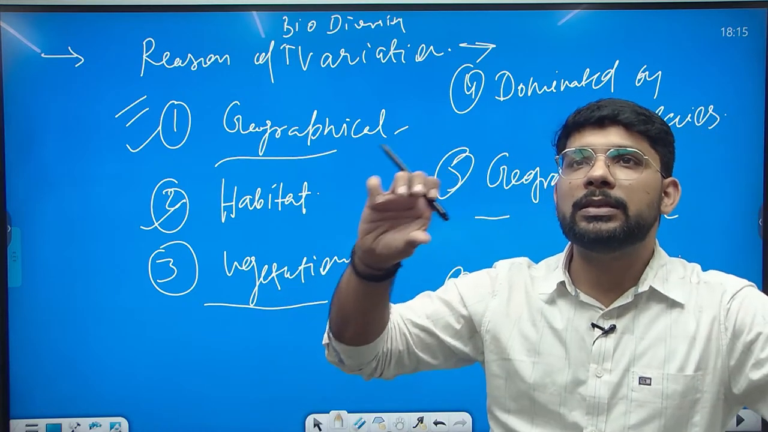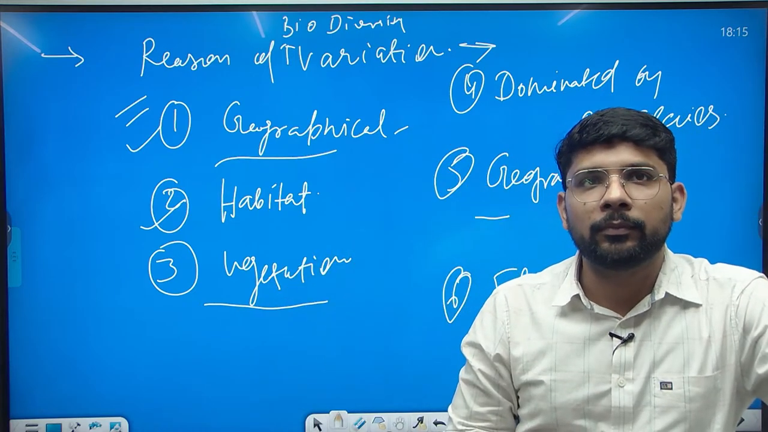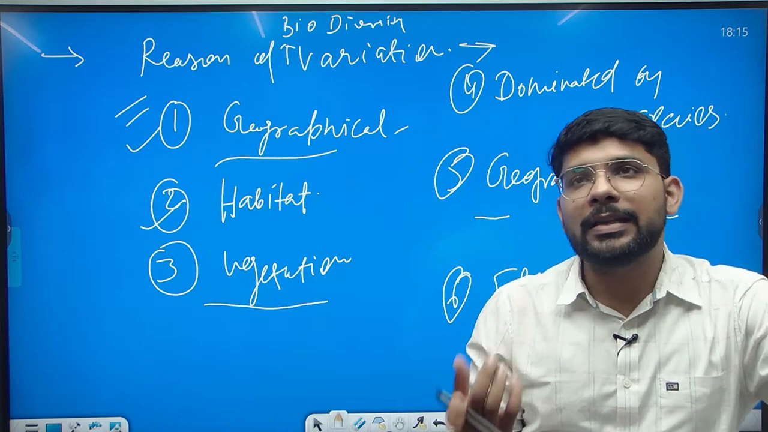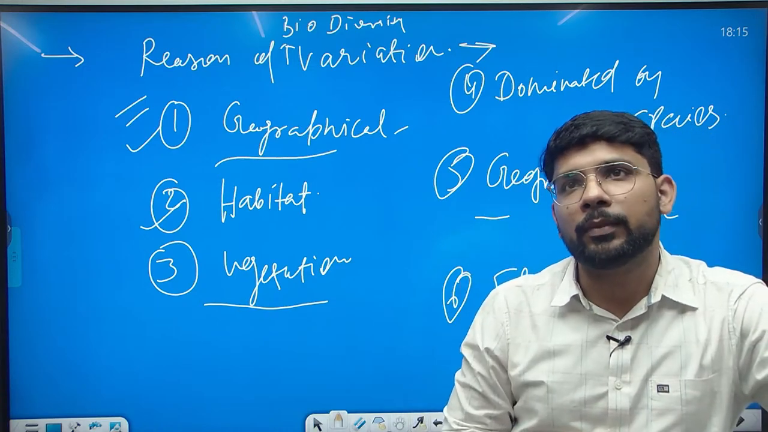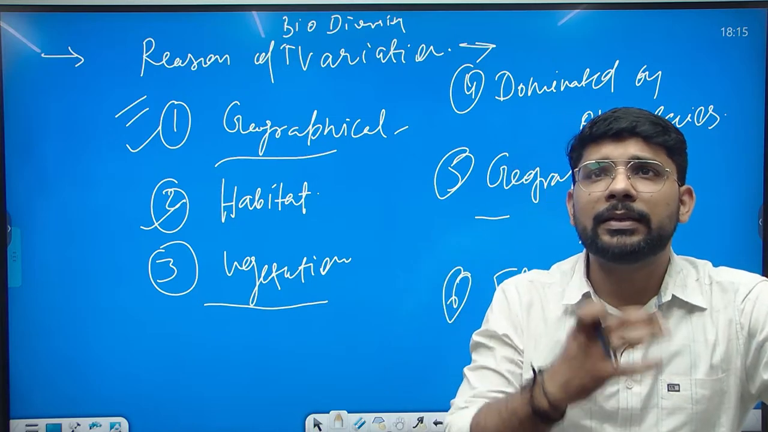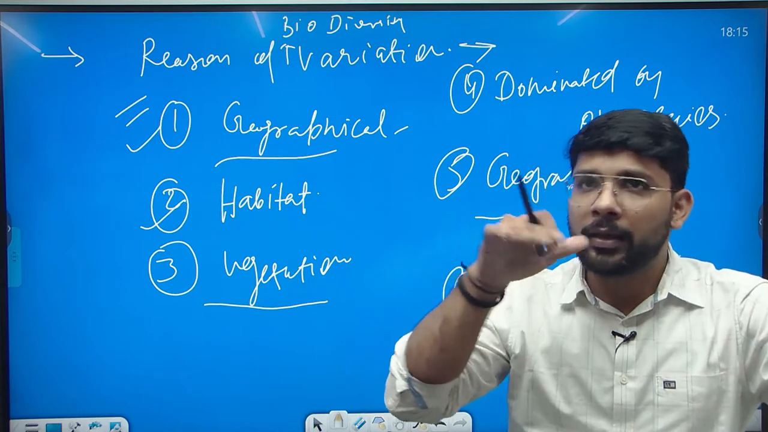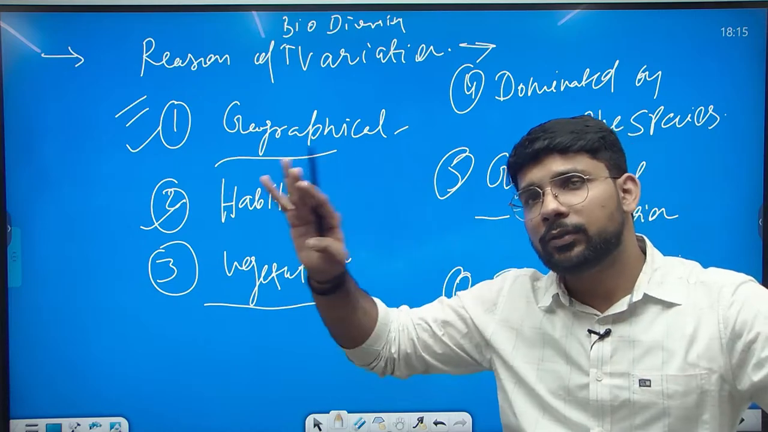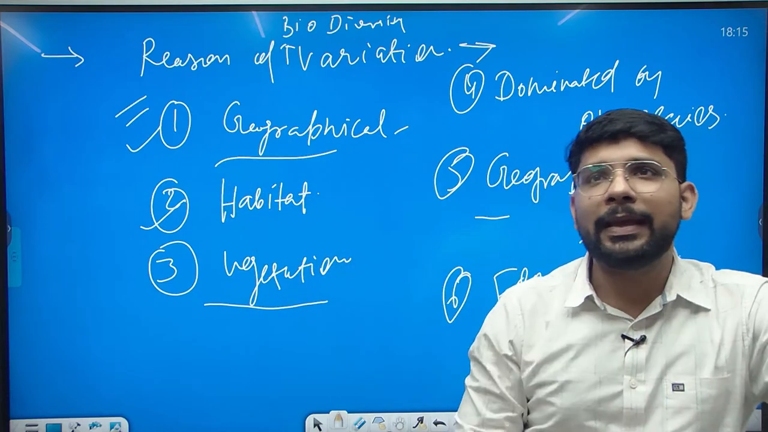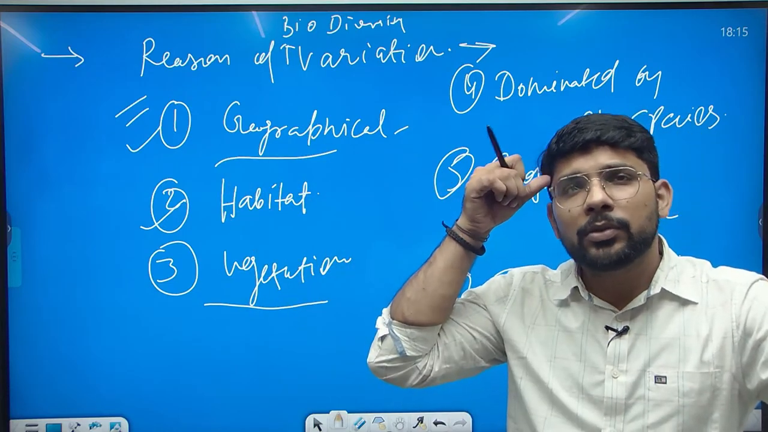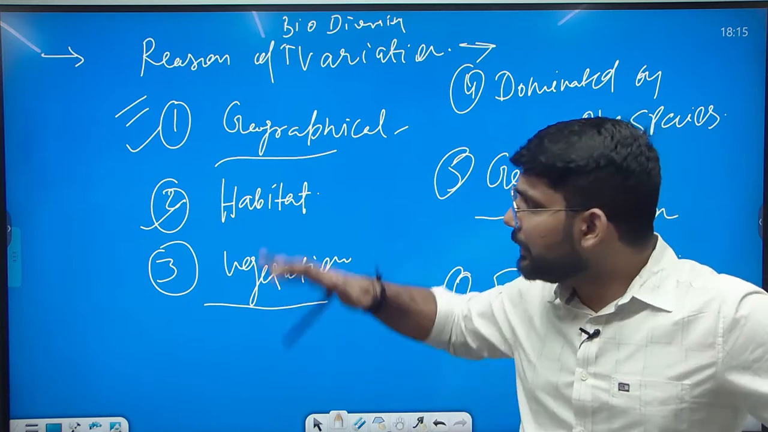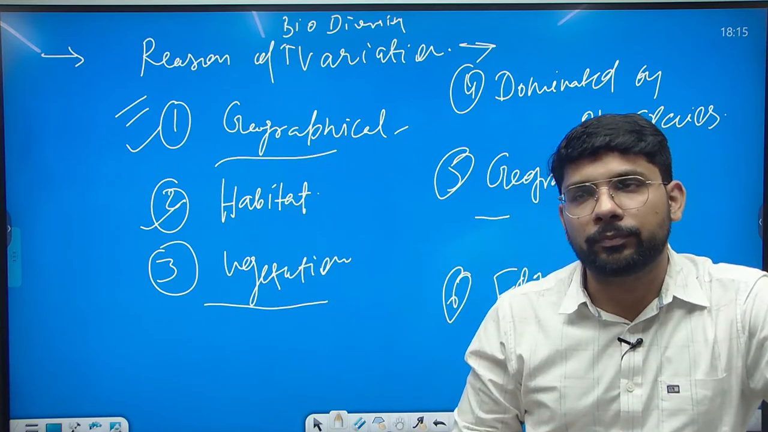So what can be the reason for this variation in the different areas, in the Himalayan region, in the trans-Himalayan region, in the arid region, in the desert region, in the Western Himalaya, in the Western Ghats, Eastern Ghats, Northeast India, Godavari Plains, Gujarat region. So why this variation? So these are some of the reasons for the variation.